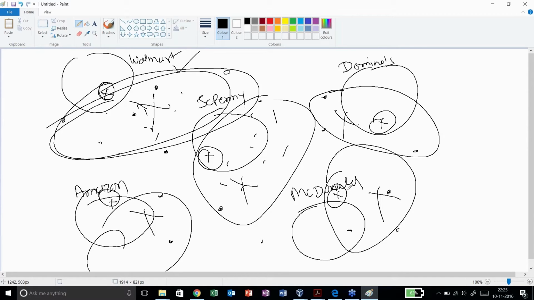Now my diagram looks a little weird for you. That's fine, don't worry, just try to understand the concept.